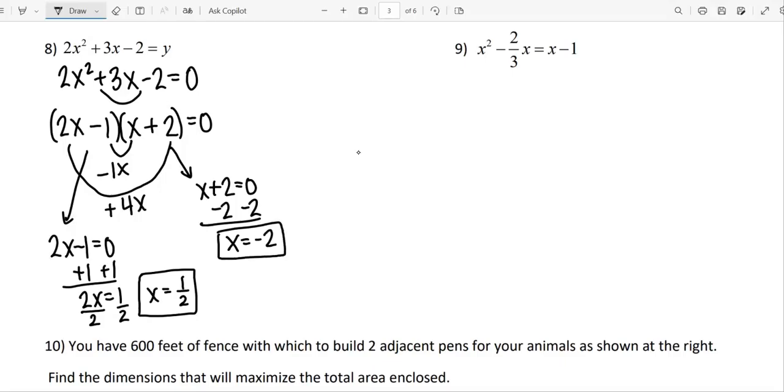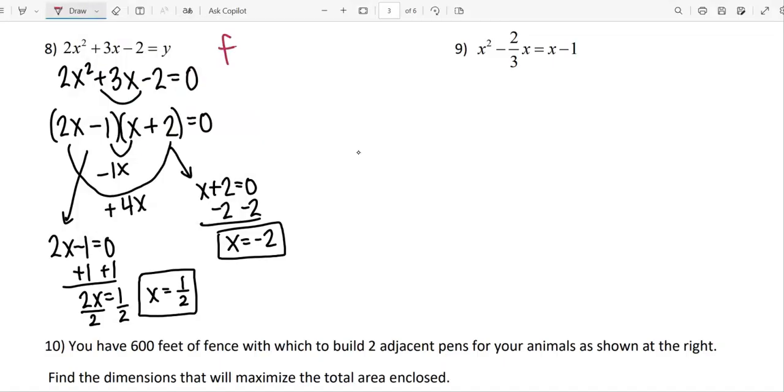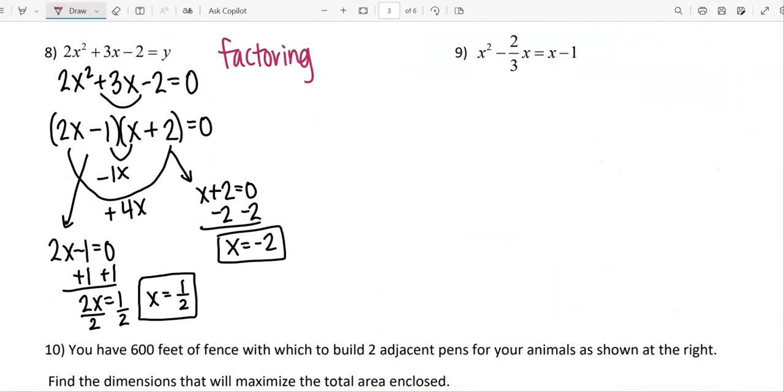I got 1/2 and -2, yeah? And that one was factoring. Yep. All right, we'll pick up on number 9 tomorrow.